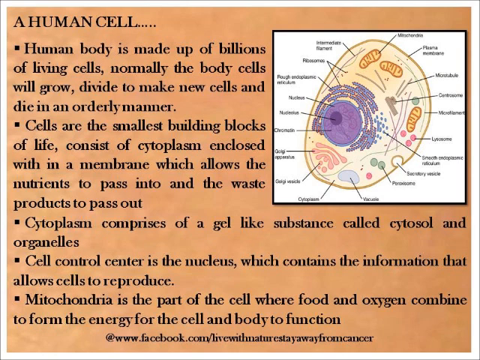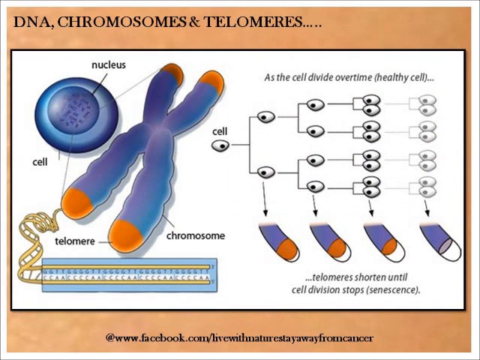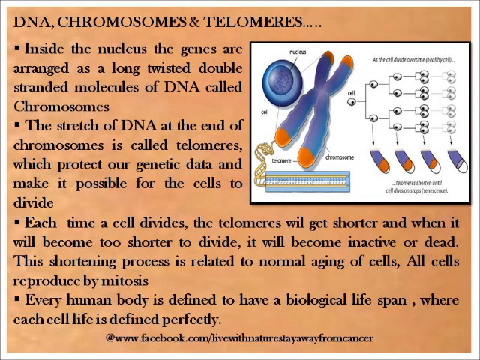The mitochondria is the part of the cell where food and oxygen combine to form the energy required for the cell and the body to function. Inside the nucleus, the genes are arranged as long, twisted, double-stranded molecules of DNA called chromosomes. The stretch of DNA at the end of the chromosomes is called telomeres, which protect our genetic data and make it possible for the cells to divide.